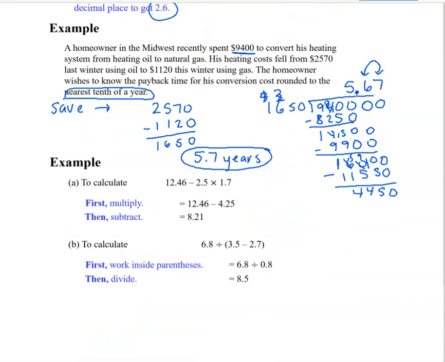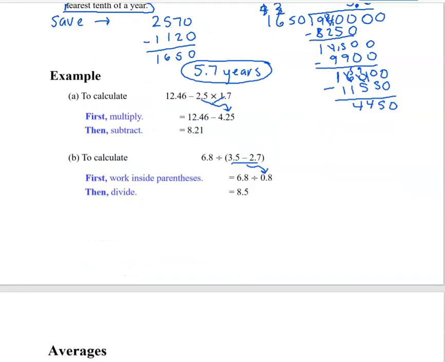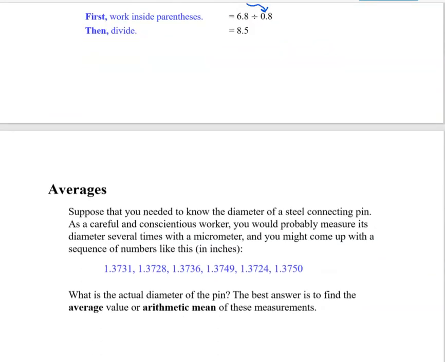So remember that when you're doing order of operations, that still applies to decimals. So if my problem is 12.46 minus 2.5 times 1.7, I would need to multiply these two first, which is how they came up with this. Then I would need to subtract. To calculate 6.8 divided by 3.5 minus 2.7, parentheses comes first, so they calculated that first, and then they did the division. So remember, you've got to do parentheses, exponents, multiplication and division together, addition and subtraction together from left to right, even whenever you're doing decimals.